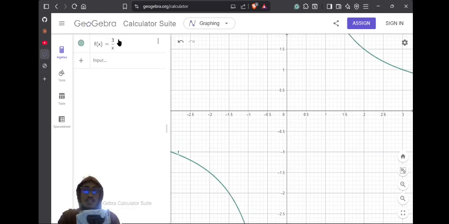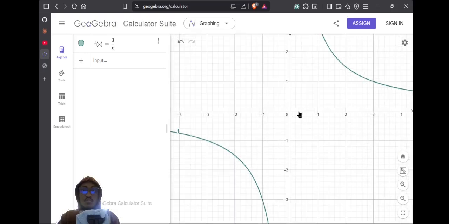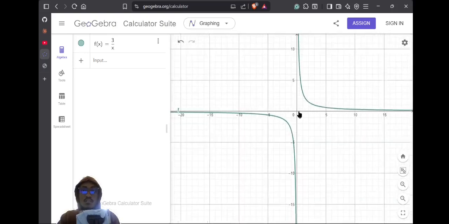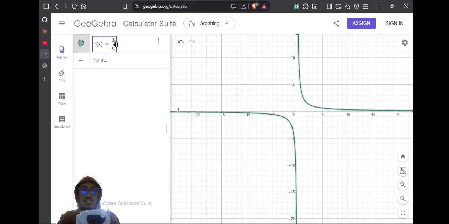3. Do you see that it's also expanding? So I'll just zoom out like this. I want you to see properly. All right, so let's increase this to 4. I want you to see what's happening when you increase a. So we're increasing a. Do you see what's happening?